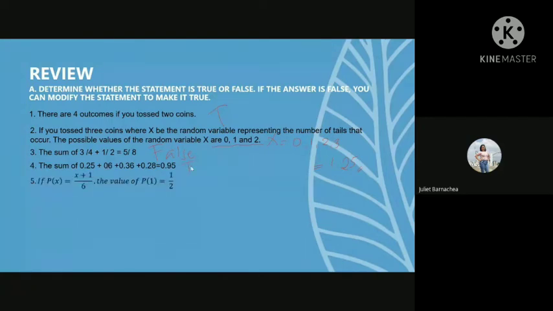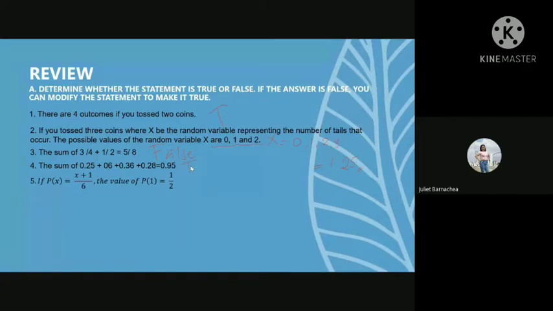Next. If P of x is equal to x plus 1 all over 6 and the value of P of 1 is equal to 1/2, is that correct? True or false? Number 5. So I have seen a correct answer already. Robin, false. 1/3 is correct.